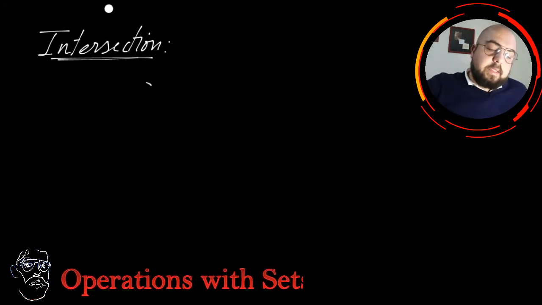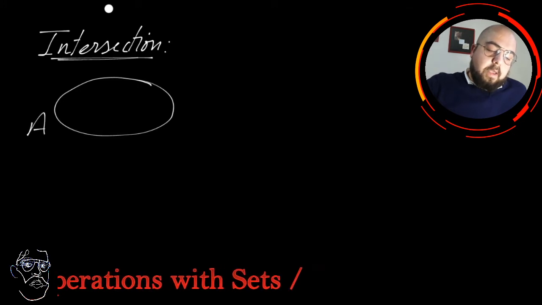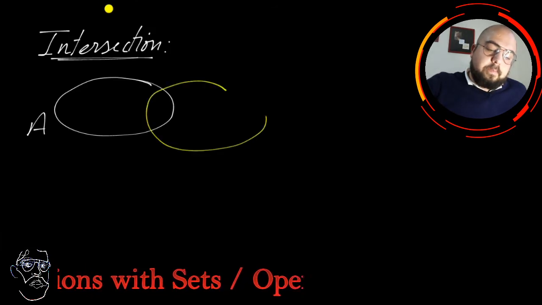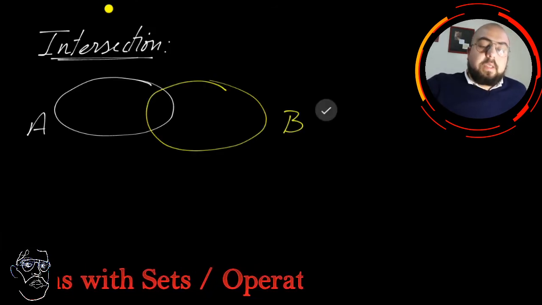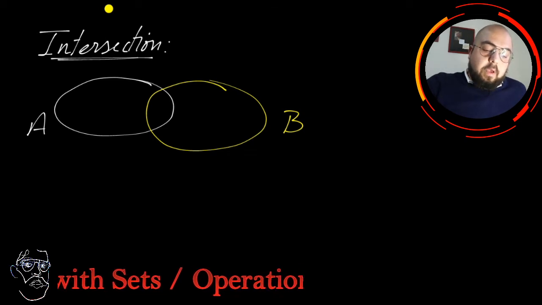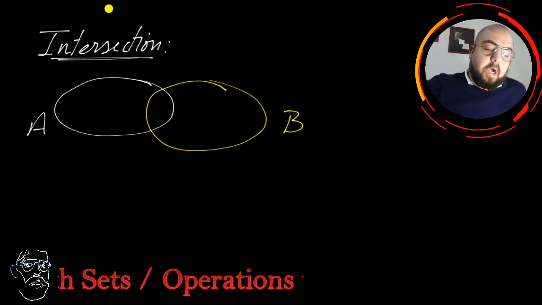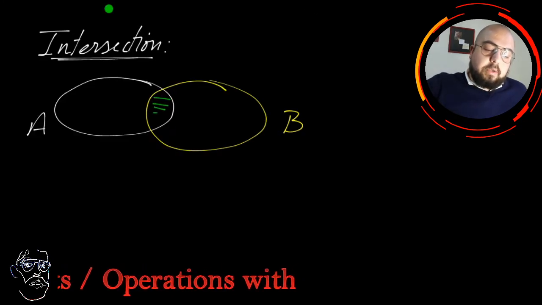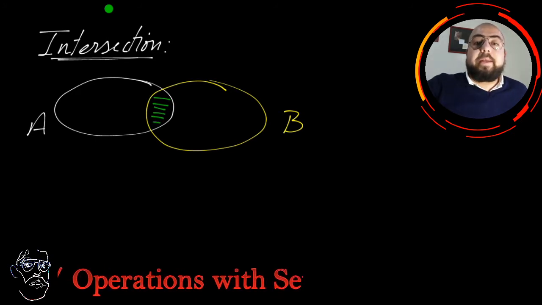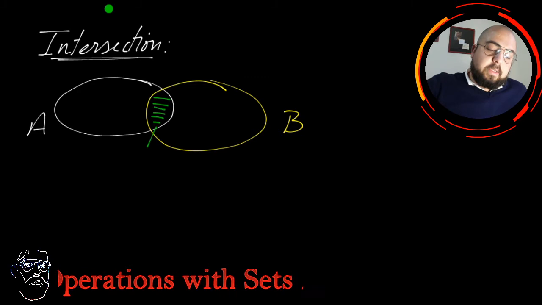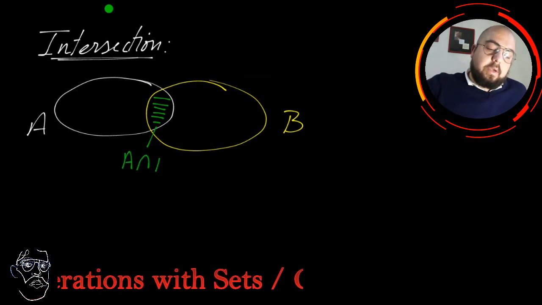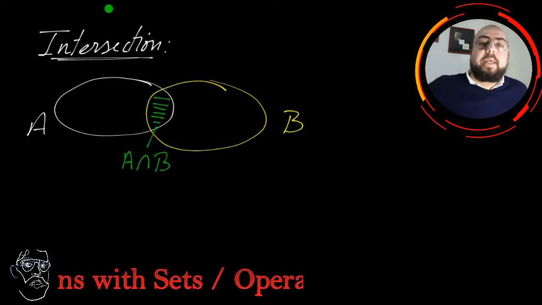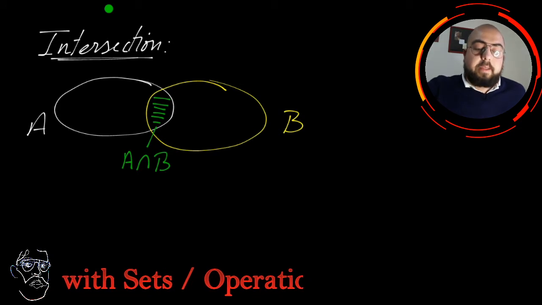Let's say we have two sets, A and B. As you can see, there is a common part between A and B. This common part is the part where A and B intersect. It is denoted by A inter B. These are the common elements of A and B at the same time. So this is what we mean by intersection.